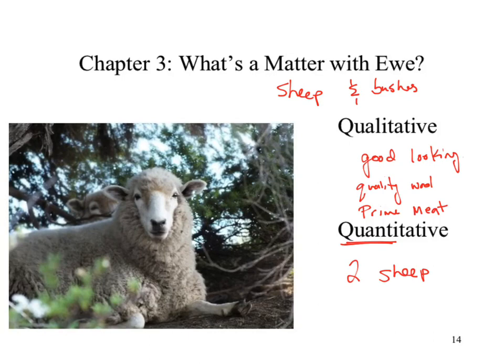How else could we spin this? Because that's looking at the quality of the wool and the quality of the meat. Could we still make an observation about the wool and the meat that is quantitative? Give me an amount. 10 pounds of meat. 10 pounds of meat. Okay. The quantity of the wool?